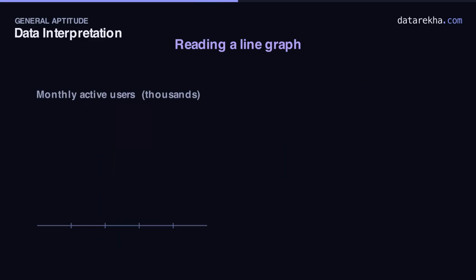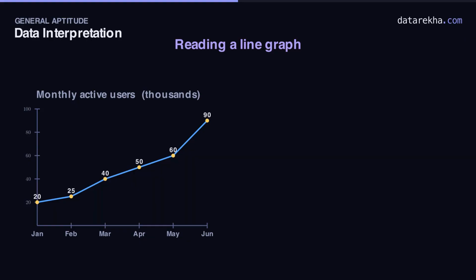A line graph is built for trends over time. Months run along the bottom, users up the side in thousands, and the line simply joins each month's dot to the next. Let's watch it draw itself. The peak is the easy one, the highest point on the line. That's June at 90,000 users. Read straight across to the axis to confirm the height.